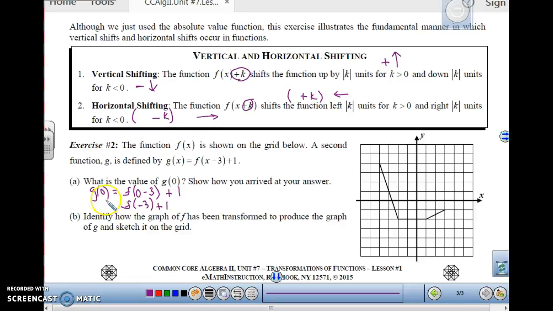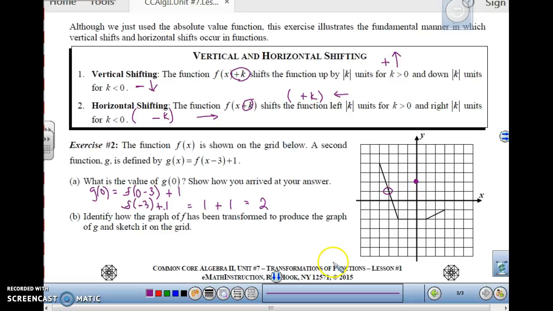Okay, so to figure this out, I have to know what f of negative 3 is. Well, I need to know what the y value is when x is negative 3 on this function. This is the f function. So if I go to negative 3, 1, 2, 3, what's my y? My y is going to be 1. So f of negative 3 is 1. Plus 1 is going to be 2. So that tells me when I have g of 0, the y value is going to be 2. 0, 2 will be right here.